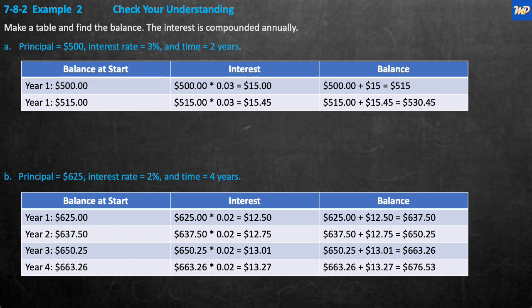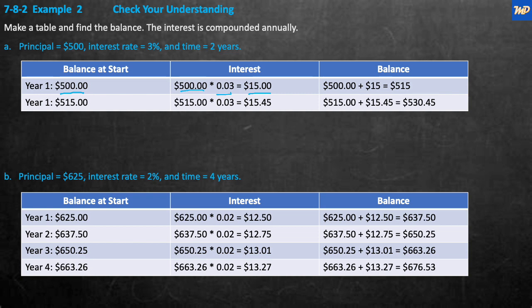Okay, so we have a couple check your understanding example problems. Make a table and find the balance. The interest is compounded annually in this first table. So we're going to start, the principal is $500, the interest rate is 3%, and the time is 2 years. So what do we have? We have $500 deposited on the very first day, and over the course of that year, that $500 earns 0.03, or 3%, which totals $15.